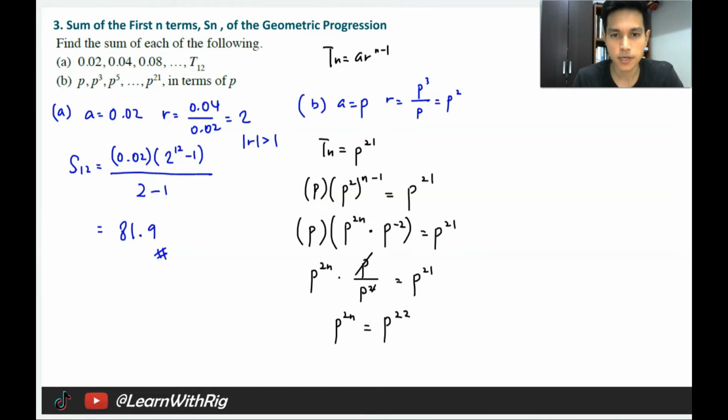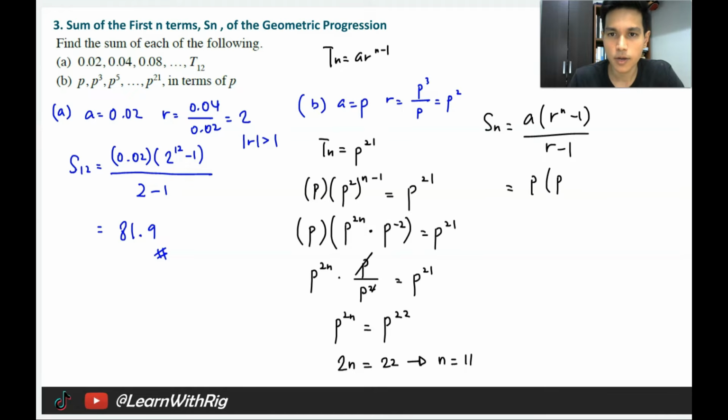So in other words, what can you say? 2n equals 22. Therefore n should be equal to 11. So in this sequence, you have 11 terms. Now you want to find the sum of all the terms, so you can use your Sn formula. Sn equals A times R to the power n minus 1 over R minus 1. What is A? A is the P value.